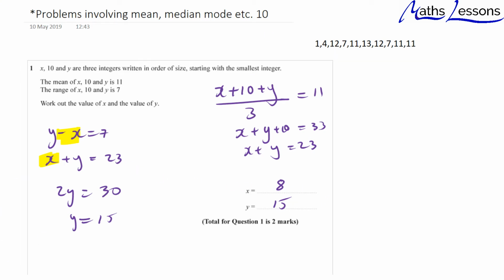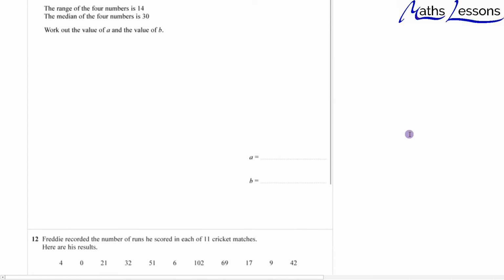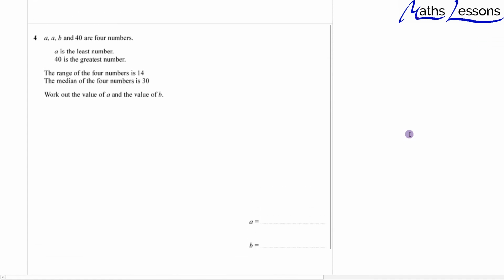8. Okay, let's just have a look at the next question. Another little problem going on here, but with range and median. See how you get on with this. Give you another couple of minutes to have a go.